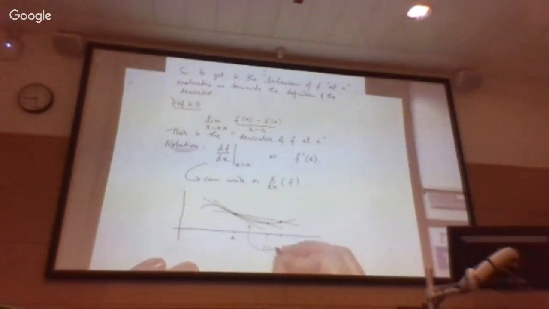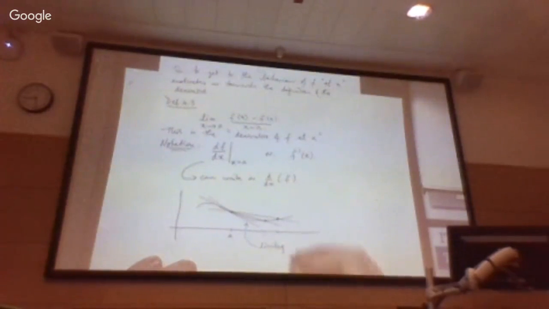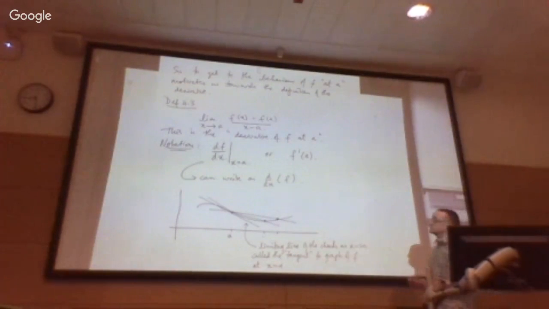So this limiting line of the chords as x approaches A, this has a special name, this is called a tangent. Tangent to the graph of f at a. So that's our definition of the derivative.